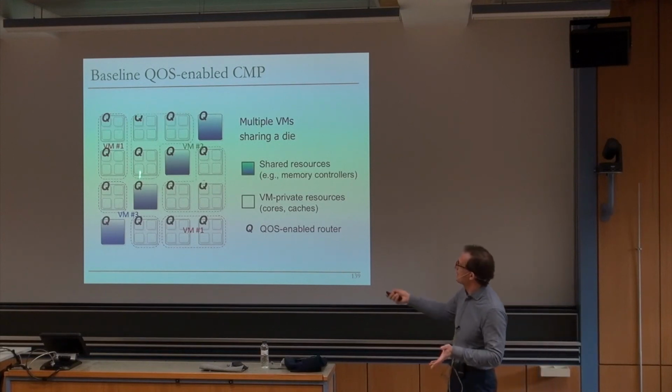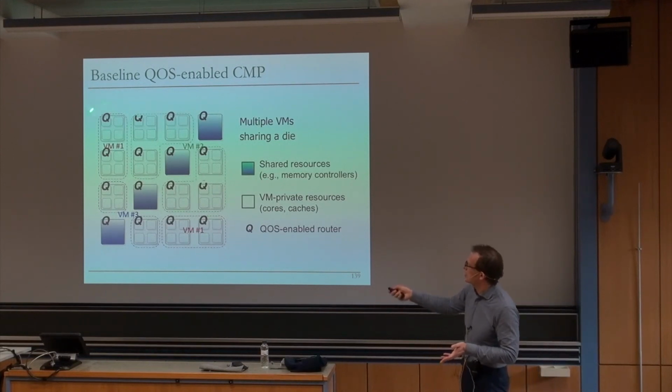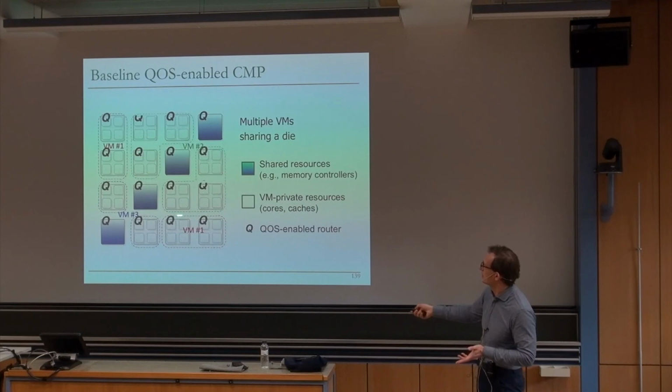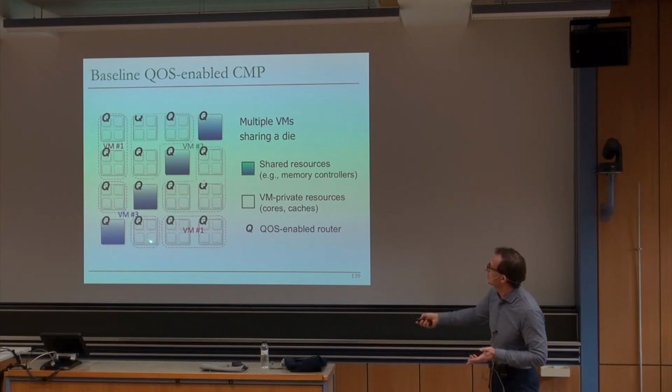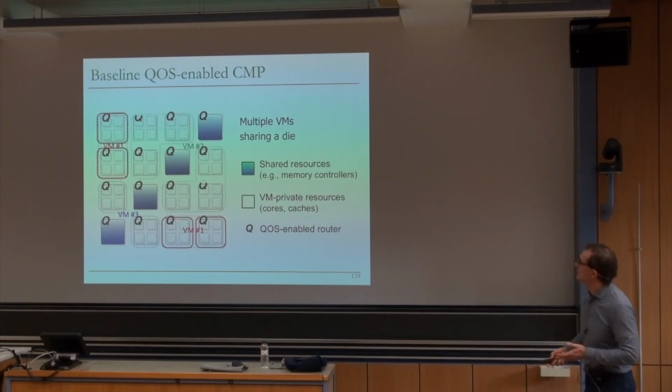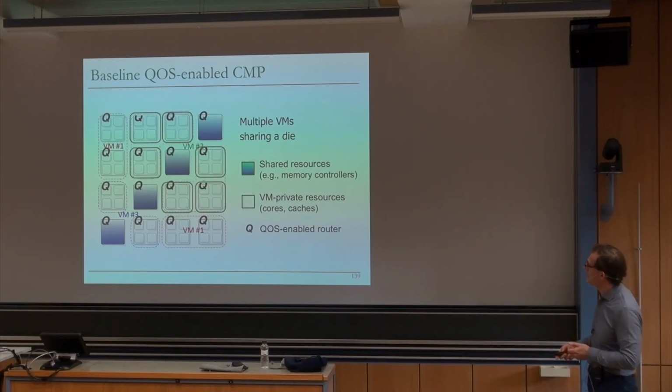And you may have a mapping of virtual machines that looks like this. Virtual machine number 1 may be mapped to these cores, for example. Virtual machine number 2 may be mapped to these cores. Virtual machine number 3 may be mapped to these cores.